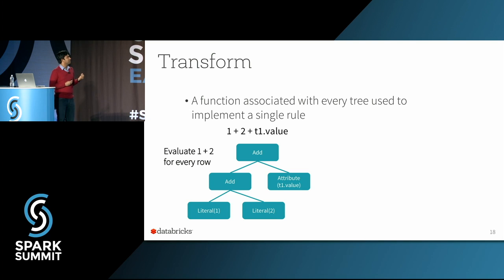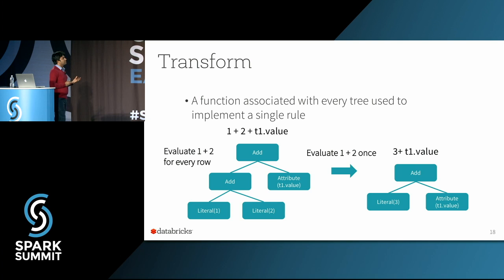Now, one of the problems with an expression tree like this is that every new value of t1.value would end up computing 1 plus 2 again and again. Right? So one of the very simple optimizations that we can do for expressions like this is to evaluate 1 plus 2 once at compile time and just make this 3 plus t1.value so that we don't have to do it again and again. Right? So an extremely simple thing that we can do, it's called constant folding. And this is something that almost every query processing engine does.